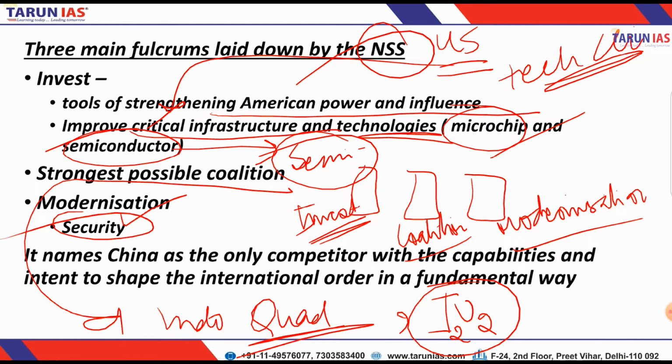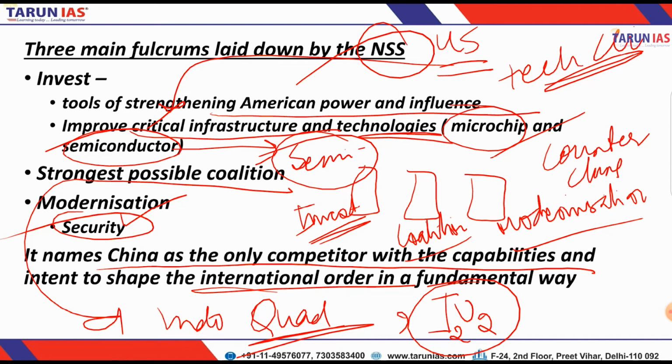According to this National Security Strategy, it has named China as the only competitor which has the capability and the intent to shape the international order in a fundamental way. And that is the reason we are discussing these major fulcrums of the National Security Strategy. One of the major objectives of the security strategy is to counter China.